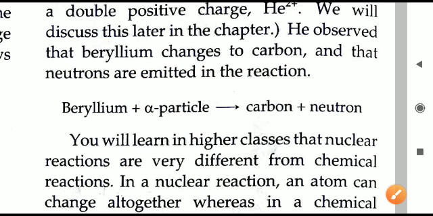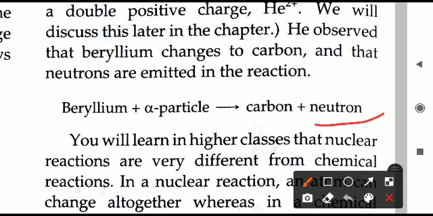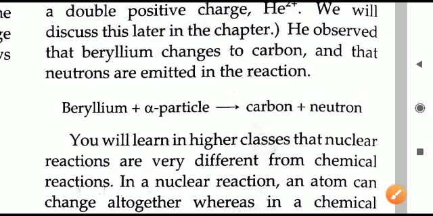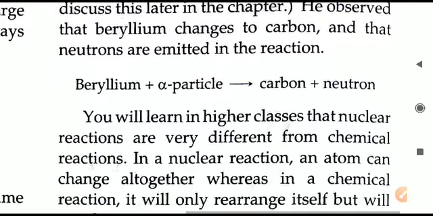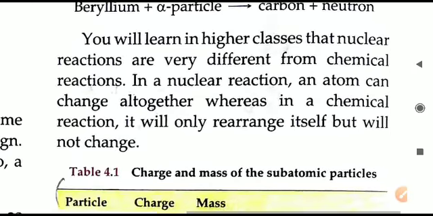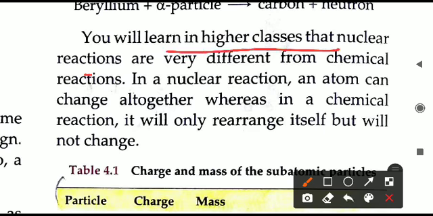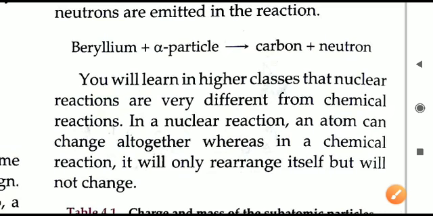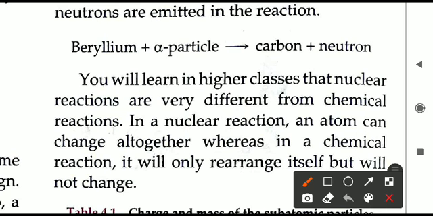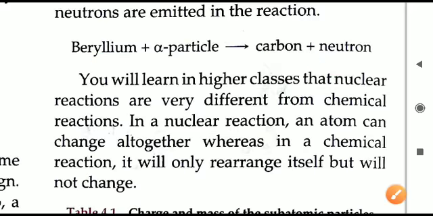Along with this reaction, something more was observed: neutrons are emitted in this reaction. So this was the first reaction where neutrons were observed experimentally, showing that they exist as a particle. You will see these reactions later in higher classes. Nuclear reactions are not in your syllabus, so we will not go into the full details of what these alpha particles are doing. Just remember that this is the first reaction where neutrons were observed experimentally.